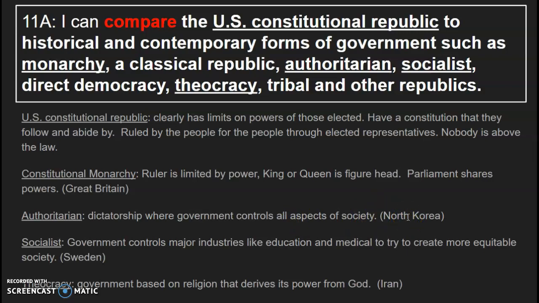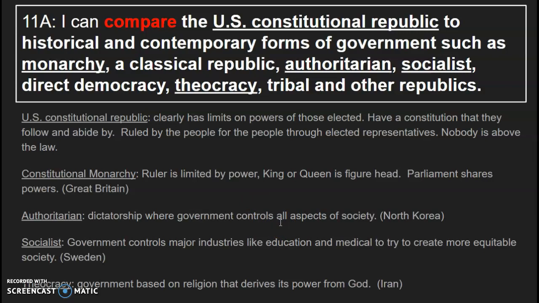An historical authoritarian government might be Joseph Stalin of the Soviet Union or Adolf Hitler, the dictator of Germany. They both basically took over by force, even though, if you look at it, Hitler was actually elected into office and won the election, and then he became a dictator. So authoritarian, the government basically controls all aspects of society. So very different from the US constitutional republic and from a constitutional monarchy.